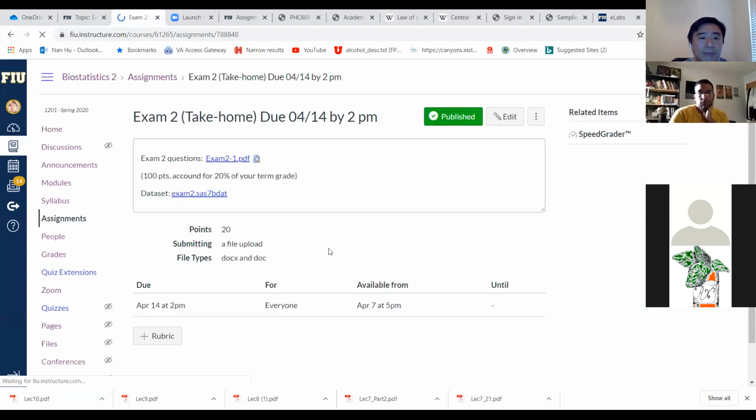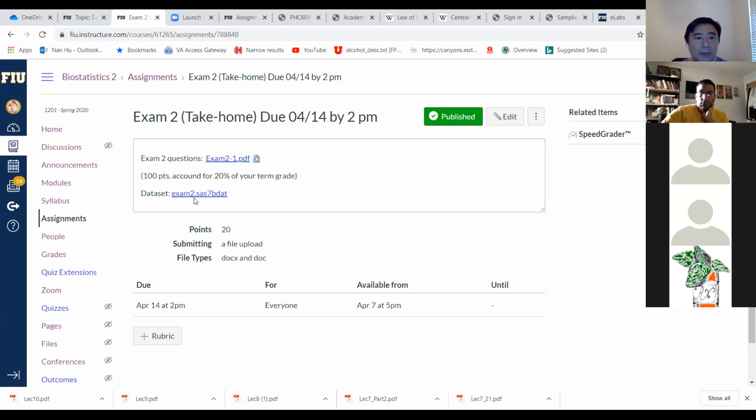My view is different from your view. You'll be able to see my questions in the PDF file, and there's also a data set called exam number 2.SAS data. Let me know if you cannot open the SAS data. If you prefer a CSV, I can also post a CSV, but I hope you do this in SAS, because that's part of the goal.